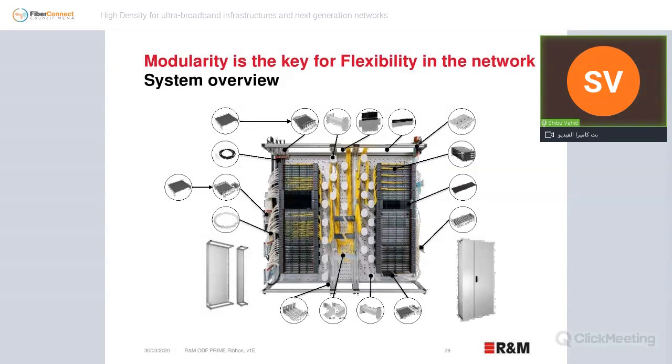And the biggest advantage of such an ODF system is also that you can access the patch panels from the front side and from the sides, and you don't have to actually go into the rear of such an ODF, wherein you're able to have a back-to-back installation as well as close-to-wall installations in such cases of ODF.